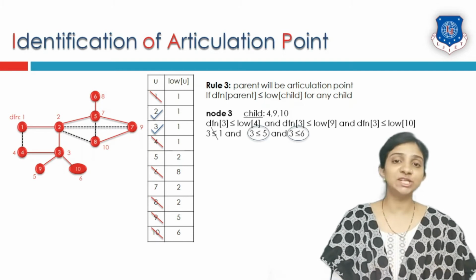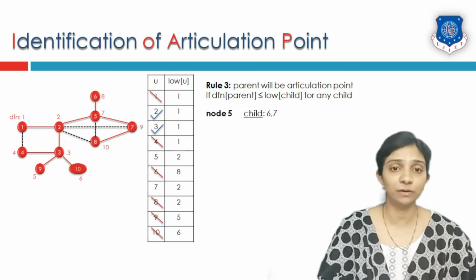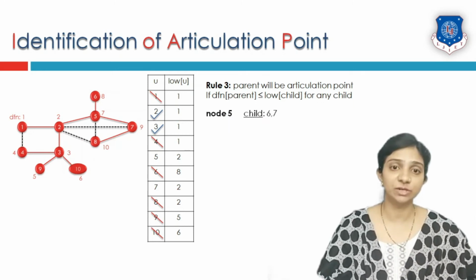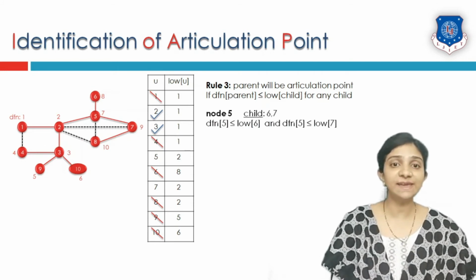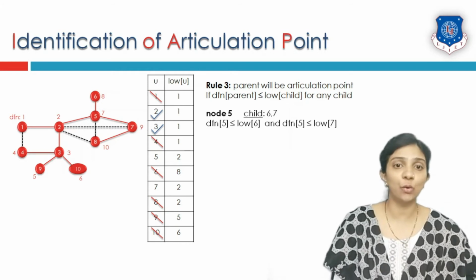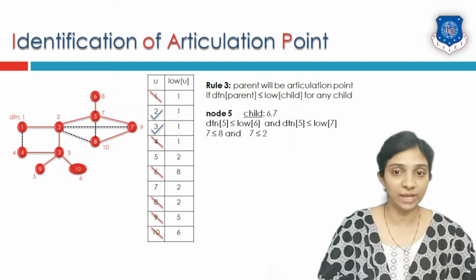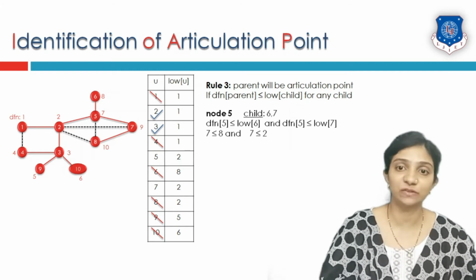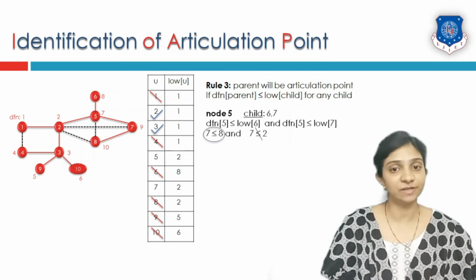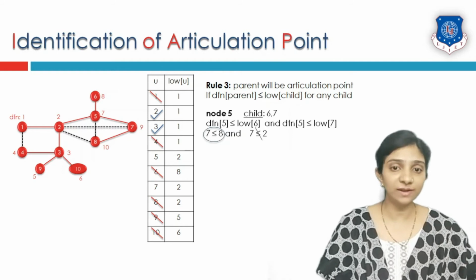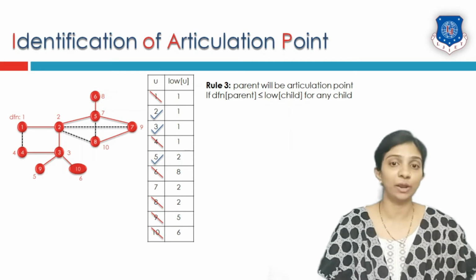At least one condition becomes true, the node will become an articulation point. Let us work for node 5, which has children vertex 6 and vertex 7. So vertex 5's DFN should be lesser than or equal to low of 6 and low of 7. So 7 is lesser than or equal to 8 and 7 is lesser than or equal to 2. So the first condition is satisfied and the second condition is not satisfied. If at least one condition is satisfied, we say that it is an articulation point.